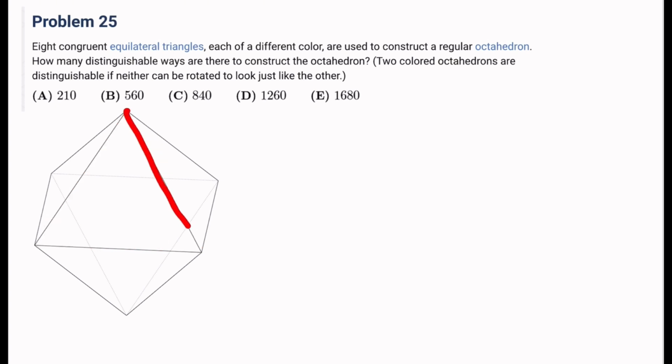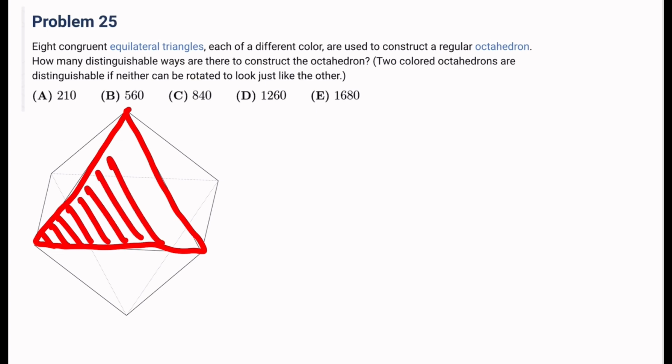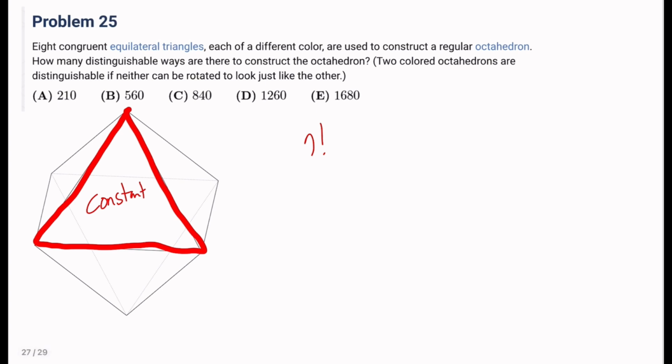So let's say that this face is just going to be painted with one color, right? So this is the constant face. And if we have that part constant, then we will have 7 factorial ways of deciding the colors of the others, right? This is because one face is constant.